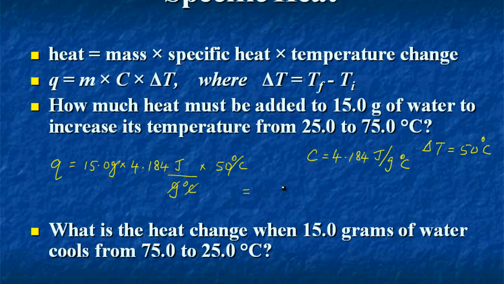So how much heat should you give? It's just direct multiplication, right? Three numbers multiplying. How much heat, guys? 3,138 joules. Okay.